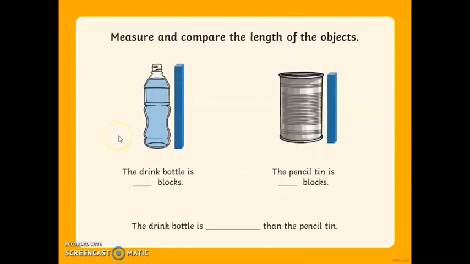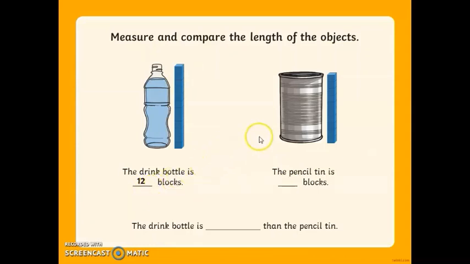In our next activity, dear students, we will measure the length of a water bottle and a pencil tin. To measure their length, this time we'll use blocks. Would you like to count with me how many blocks there are for the water bottle? Let's go. 1, 2, 3, 4, 5, 6, 7, 8, 9, 10, 11, 12. We have 12 blocks for the water bottle.